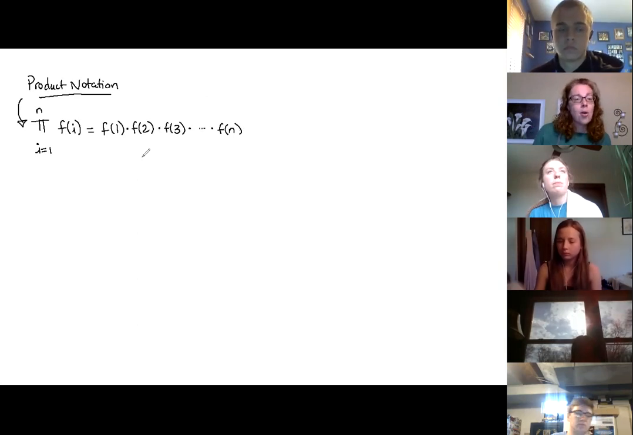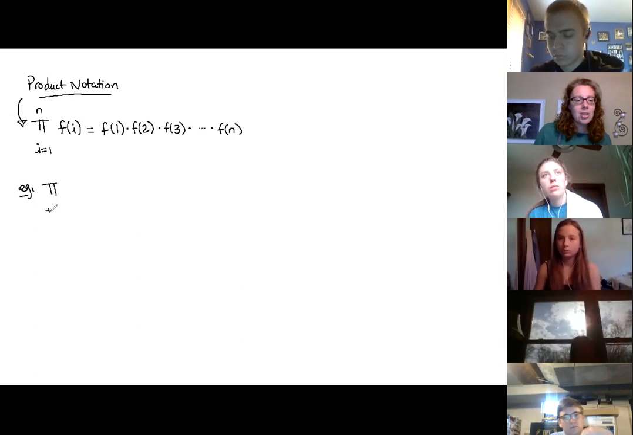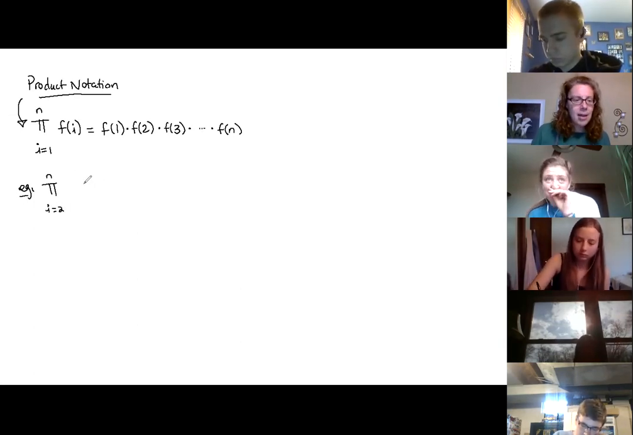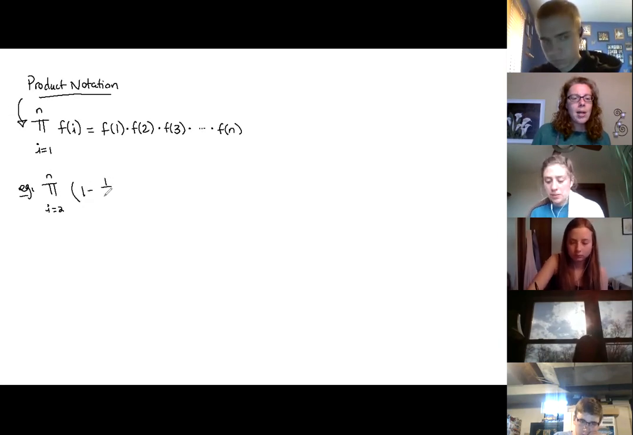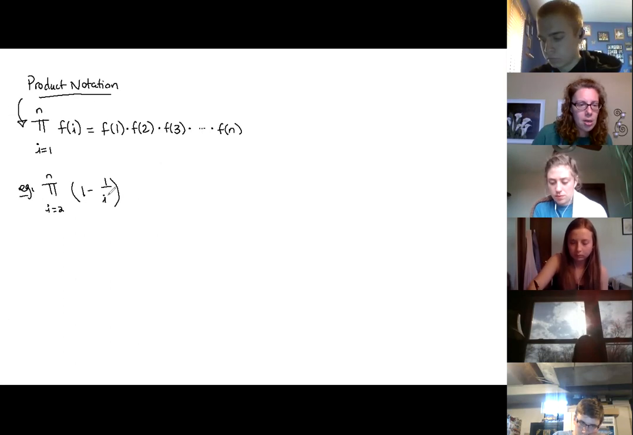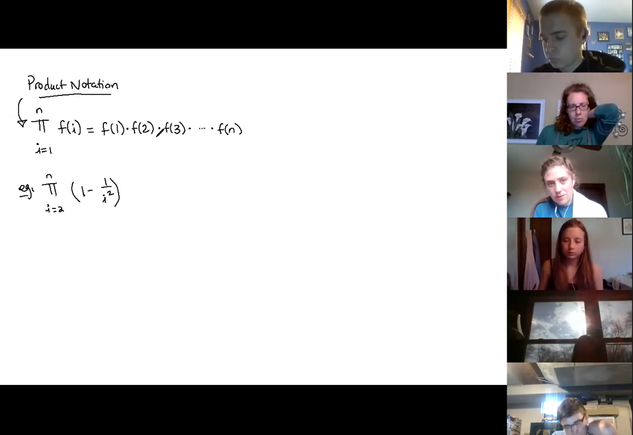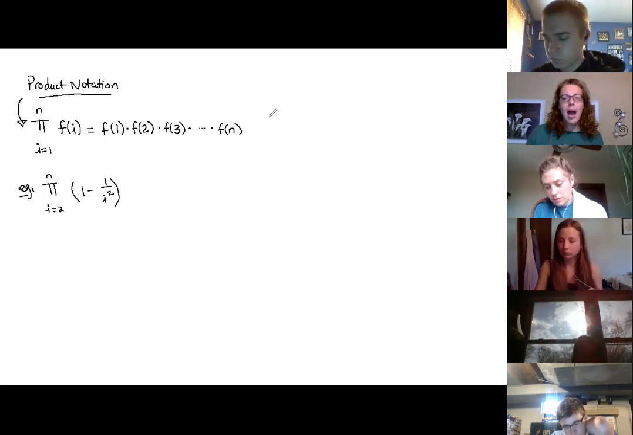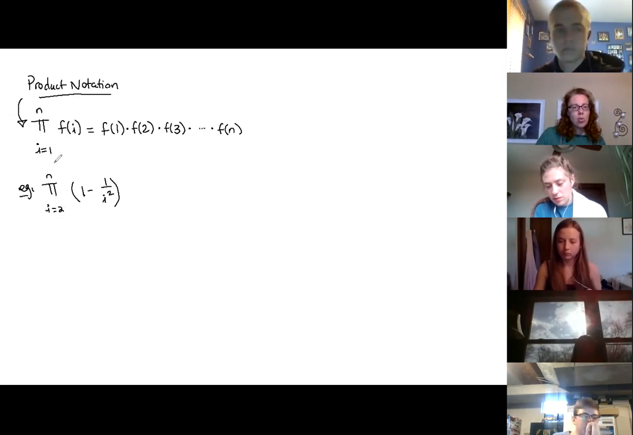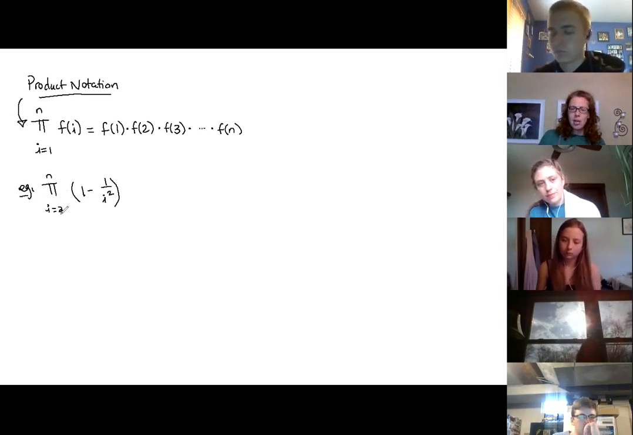All right, so for example, here's the one that we are doing in this next proof. Here's my product notation: product as i goes from 2 to n of 1 minus 1 over i squared. That's the product notation that I'm going to use in my next proof. So notice that I'm starting at 2. Up here I started at 1. Down here I'm starting at 2. Doesn't really matter. You can start anywhere you want.